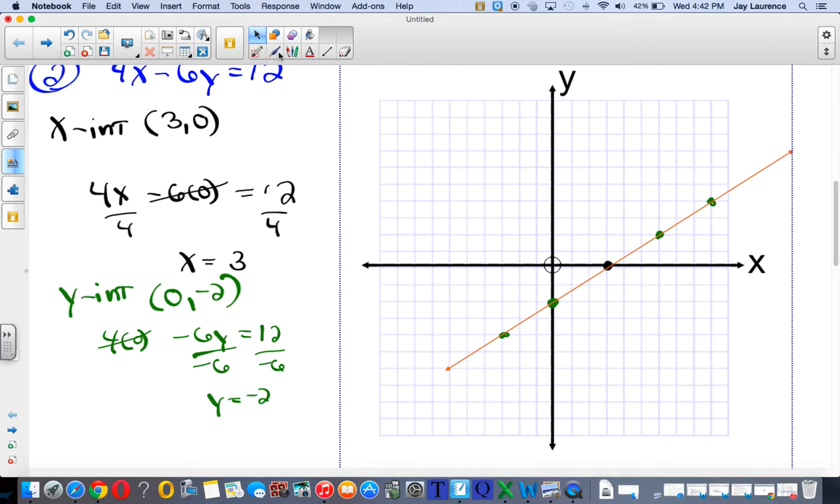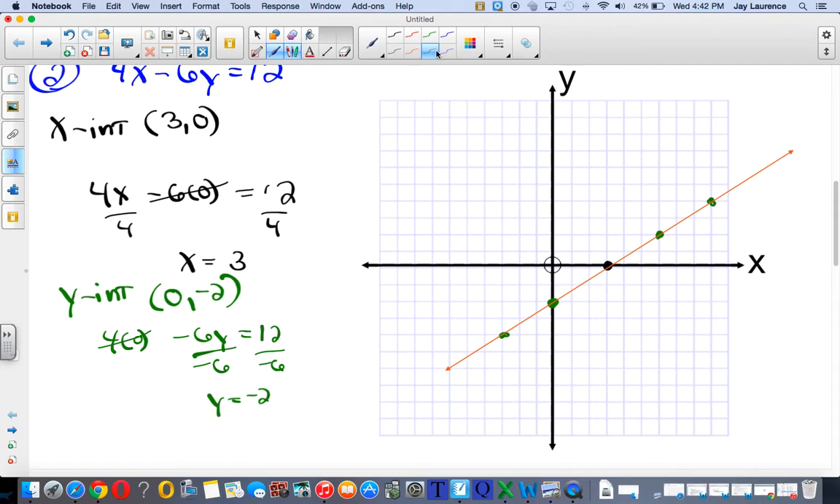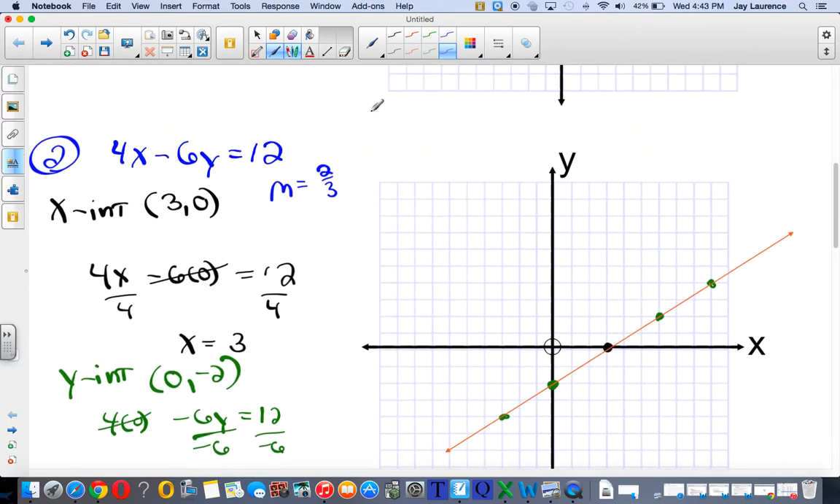Hey, what's the slope? The slope in this one was m equals 2/3. Oh, darn, I have a 4 and a 6. Wait a minute. 4 over negative 6 should be negative 2/3. So my slope looks like it's here, but it's like a sign change.